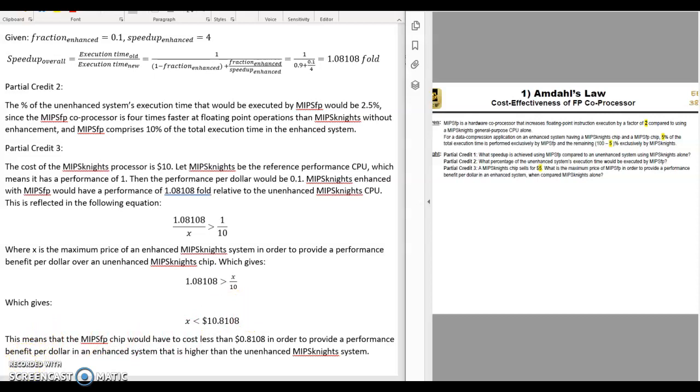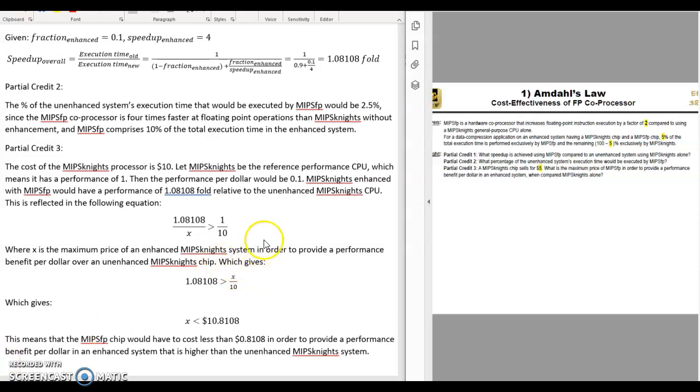So in order to be able to calculate the maximum price of a MIPS FP chip to provide a performance benefit per dollar over a regular MIPS NICE chip, the total enhanced system is going to have a better performance per dollar than that of the original system. That is going to be reflected in the following equation: 1.08108 fold over x is greater than 1 over 10, where x is going to be the maximum price of the entirety of the MIPS NICE system in order to be able to provide a performance benefit per dollar over an unenhanced MIPS NICE chip.